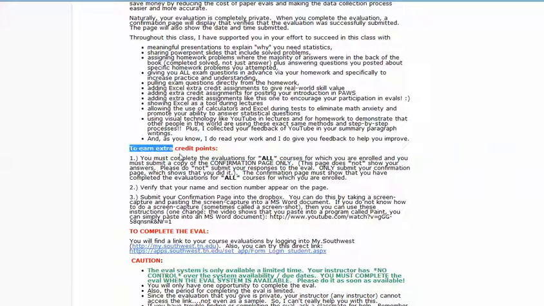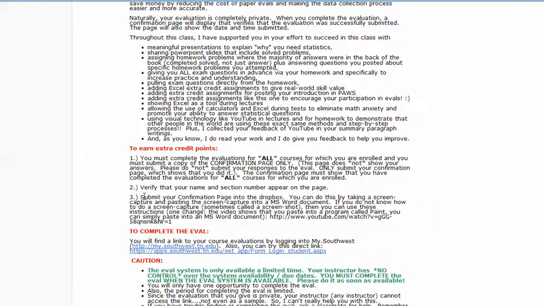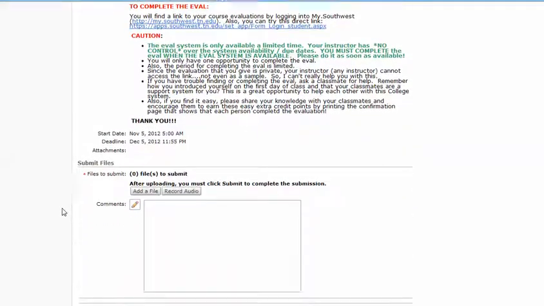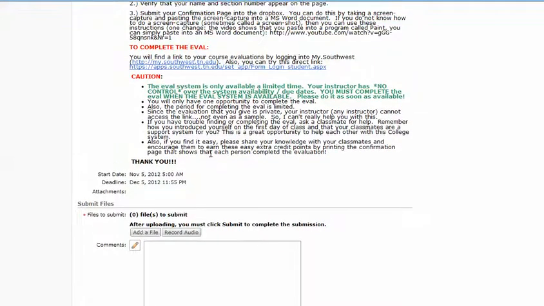Well, to earn extra credit points, here are your instructions. And number 3 right here has a link to a video that I created that will show you how to do a screenshot. You paste it into Microsoft Word, and just as you've uploaded many assignments into a Dropbox, you just simply upload that assignment here.